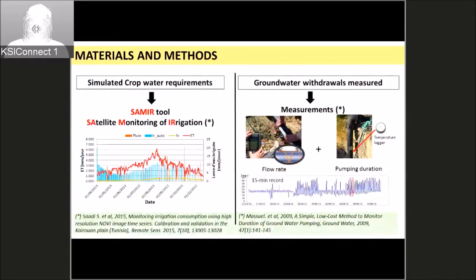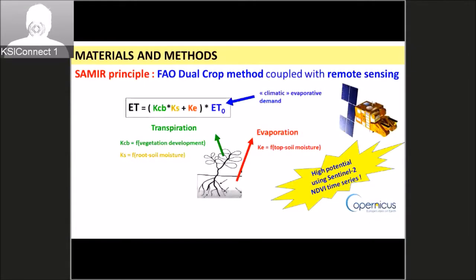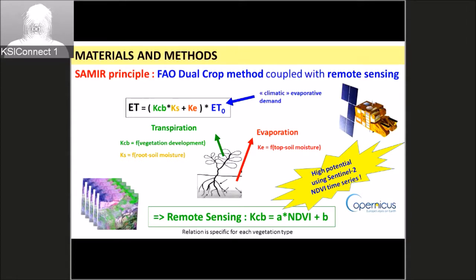For our methods, we have to compare. So for crop water requirement, we chose our model SAMIR, which stands for satellite monitoring of irrigation. And for the groundwater withdrawal, we chose to measure with iButton, which is a temperature logger, to measure the temperature of the pipeline. The SAMIR principle is based on the FAO dual crop coefficient method coupled with some remote sensing. The Kcb, the basal crop coefficient, is derived from the NDVI. The coefficient is specific to each vegetation type. However, the Ke, which is the evaporation coefficient, is calibrated to the Karawan Plain area.